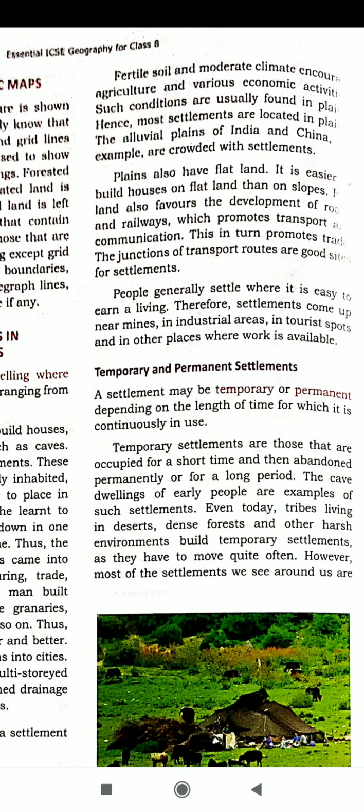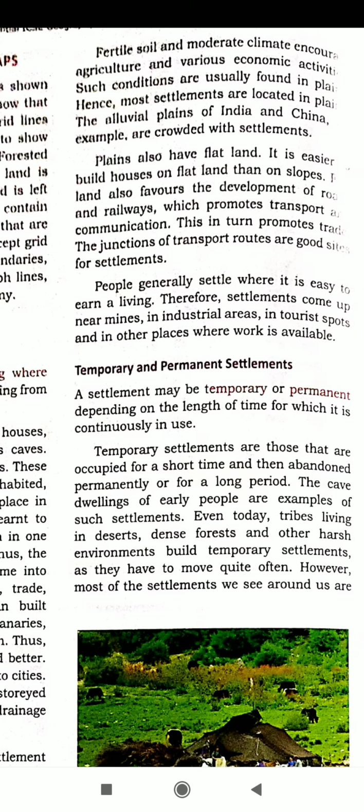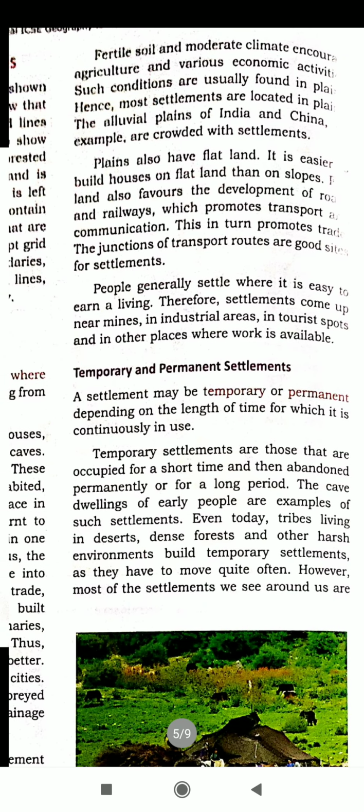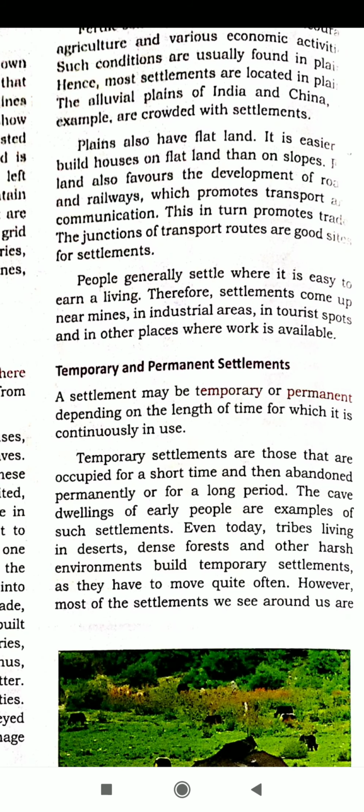Now, I am telling the students types of settlement. There are two types of settlement. One is a permanent settlement, another is temporary settlement. Settlement may be permanent or temporary depending on the length of time for which it is continuously in use. Temporary settlements are those that are occupied for a short time and then abandoned permanently or for a long period. The cave dwellings of early people are examples of such settlements. Even today, tribes living in desert, dense forest and other harsh environments build temporary settlements as they have to move quite often.